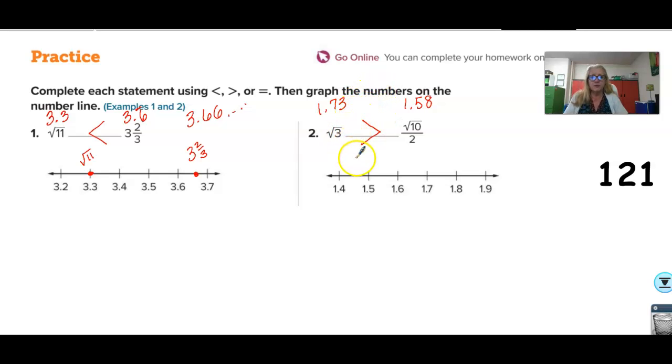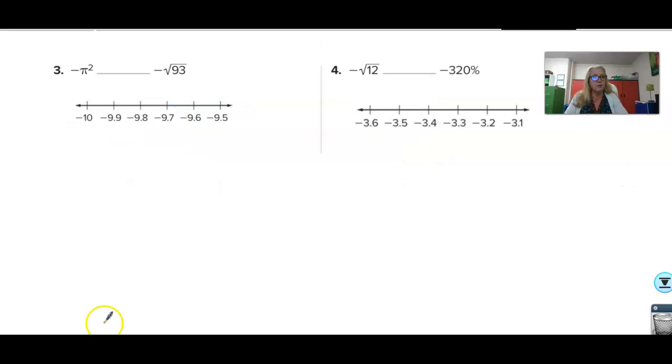And the square root of 3, we graph at 1.73, which is not quite halfway to 1.8. That is going to be our square root of 3. And then 1.58 would be almost all the way to 1.6. And that will be the square root of 10 over 2. See, pretty easy. As long as you know how to turn them into decimals, then it's easy to tell which one's bigger and where it would go on a number line.